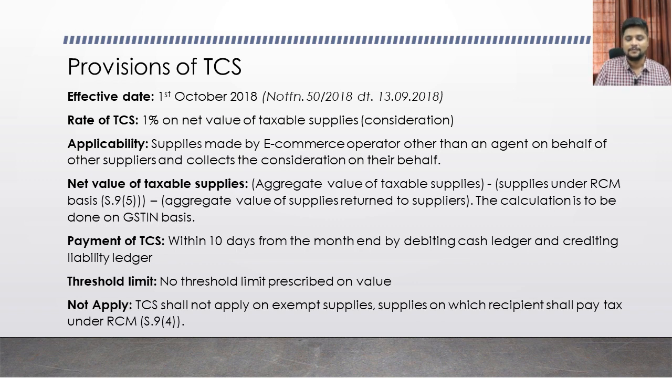For example, if the supply is made by the supplier through an e-commerce operator and certain supplies are returned back to the supplier, that will be reduced, which is nothing but similar to sales return. Clear or not? So the net of it, on that 1% TCS will be calculated. If the net is a negative amount, then the TCS will be ignored. There will not be any negative TCS, so the TCS amount provisions will be ignored. But if the net is positive, then TCS on that net amount will be calculated at the rate of 1%.